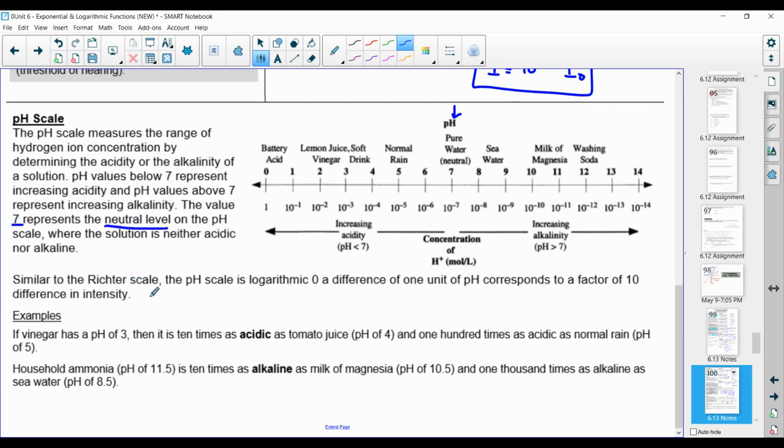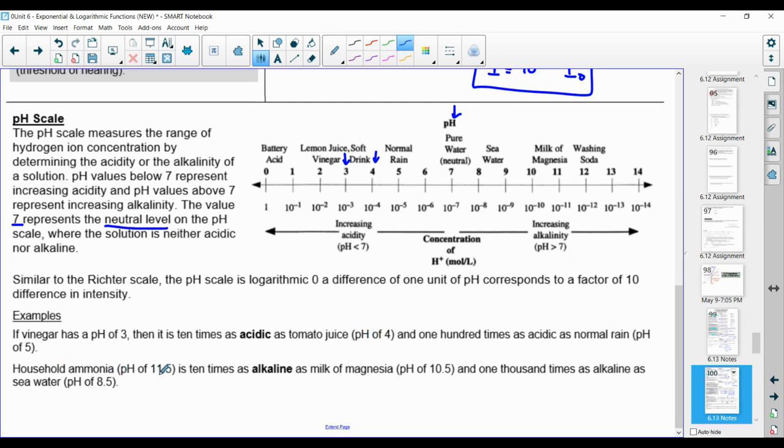Now, similar to the Richter scale, the pH scale is logarithmic, and a difference of 1 unit of pH corresponds to a factor of 10 difference in intensity. So if vinegar has a pH of 3, then it is 10 times as acidic as tomato juice. So tomato juice would be at 4. Since 3 is more acidic than 4, a pH of 3 is 10 times as acidic as 4.